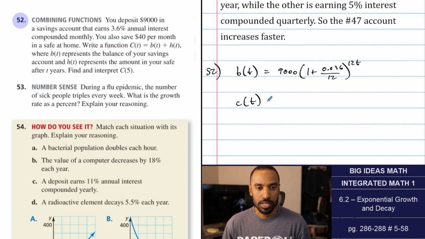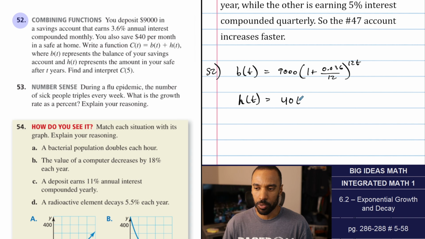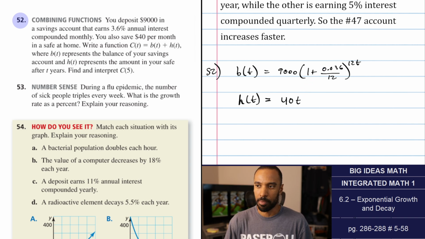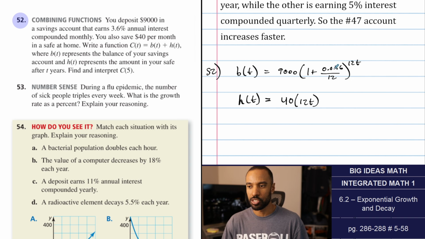H of t is home. H of t, now t is still in years. This is the tricky part. It says you save $40 per month in a safe at home. The interesting part about that is 40t won't do it. 40 is per month. T is the number of years. If you want to do the number of months here, you should also do times 12t in its own way. This is the same reason why we do the 12t here, because this is done every month to this percentage.